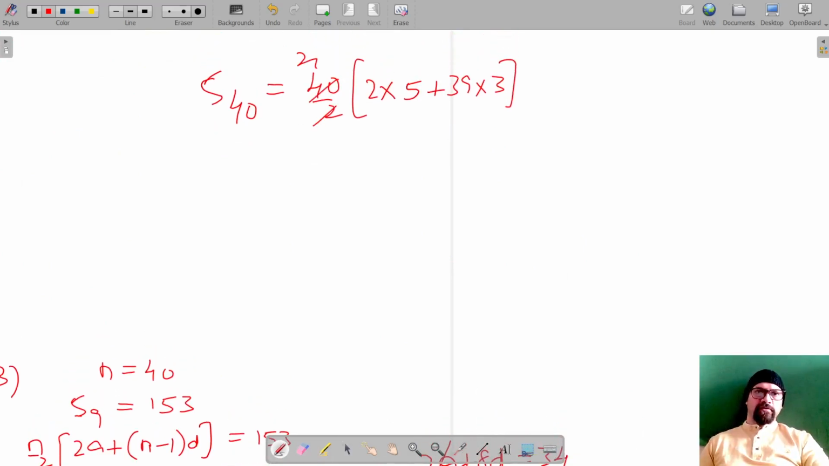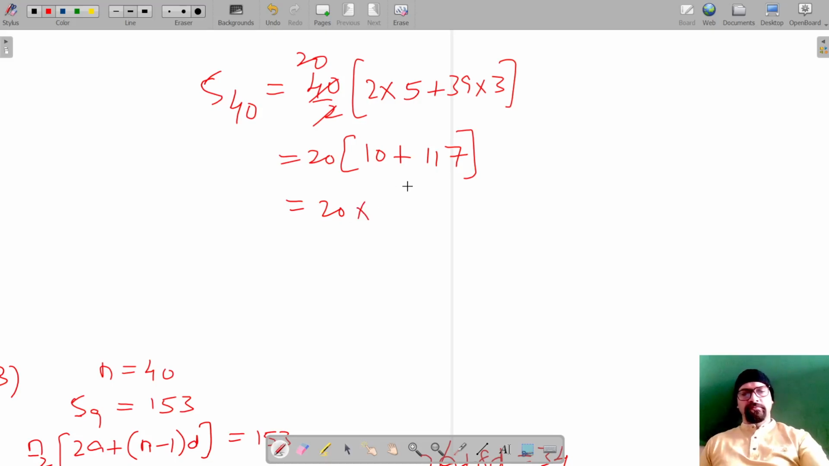So this is 20, and 5 into 2 is 10, plus 39 into 3, which is 117, so 10 plus 117 is 127. And 127 into 20 is 2540. So 2540 is the sum of all the terms of this AP.